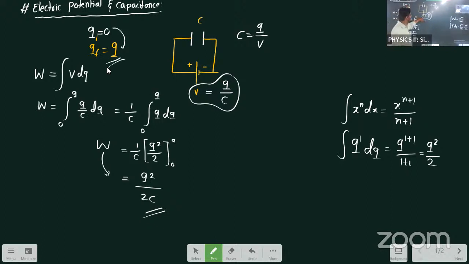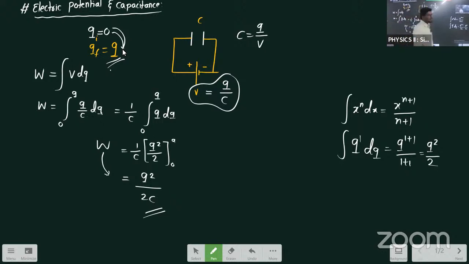So I know that potential is given as V equals Q by C, and the total work done in charging the capacitor from 0 to Q is given as W equals integral V dq. Further is nothing but basic mathematics. I hope you understood this.